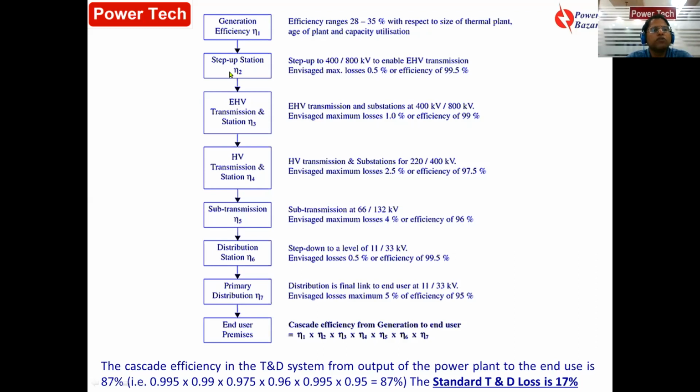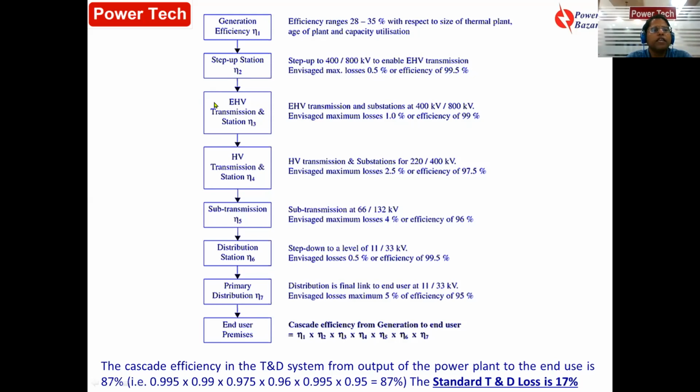Now let us come to the step up substation. That means the voltage needs to be stepped up to 400 kV, 800 kV, 765 kV or 220 kV. There is a transformer, and the transformer has its own inherent losses, in the range of 0.5%. So here I get 99.5% efficiency for this system. N2 is 99.5%: 1 minus 0.5 gives the losses, so efficiency becomes 99.5%.